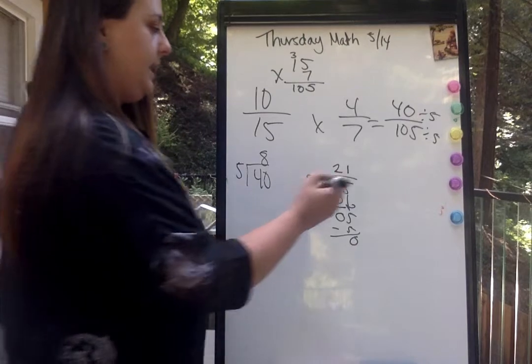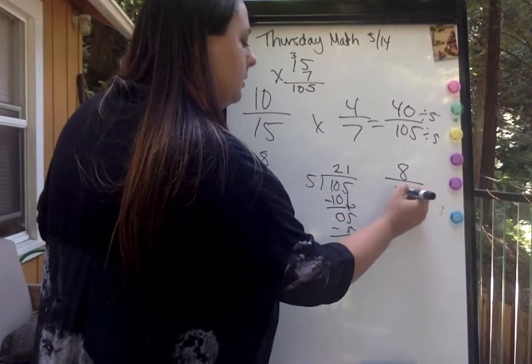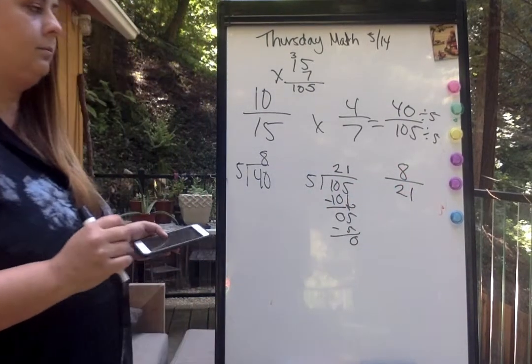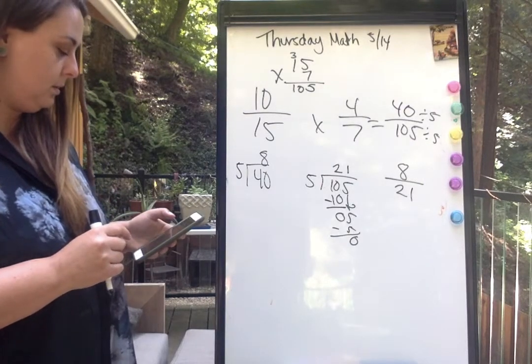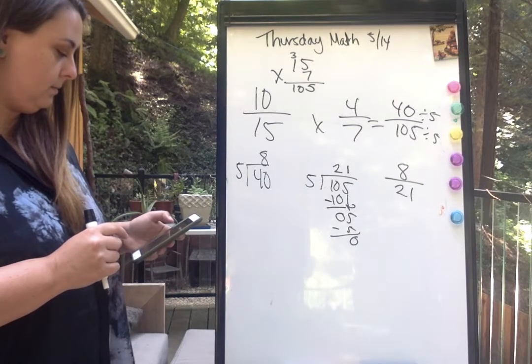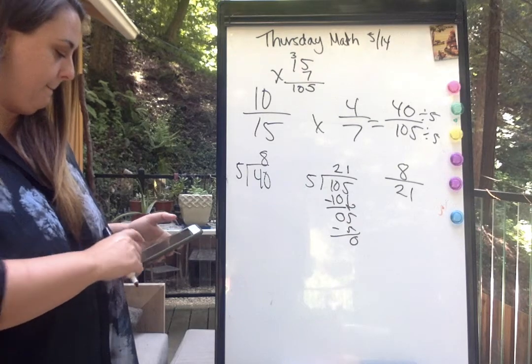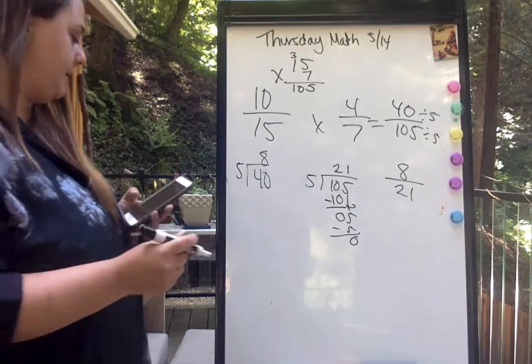So you're left with 8 21s. Does anything go into both of those? Nope. That's our final answer.